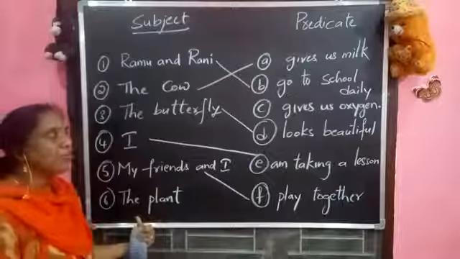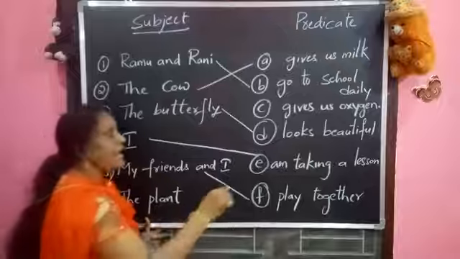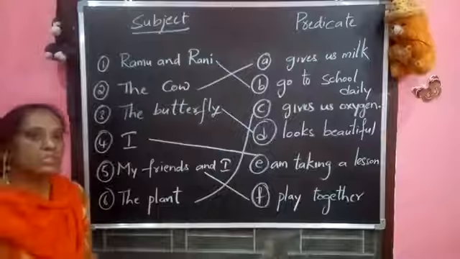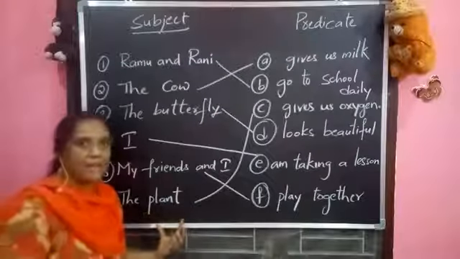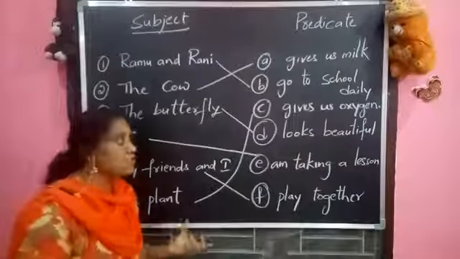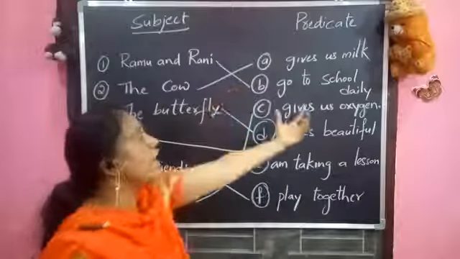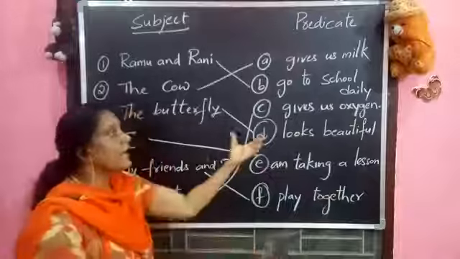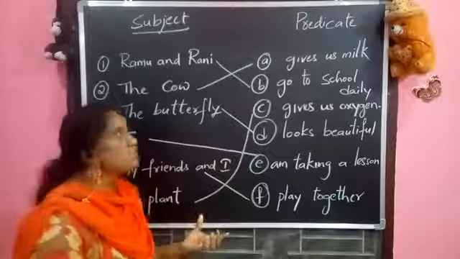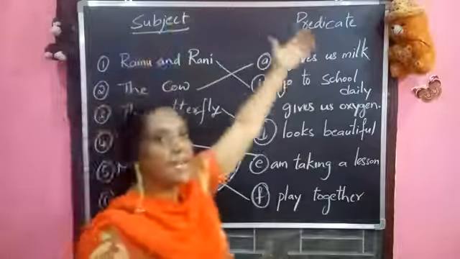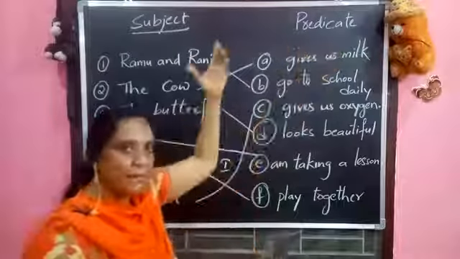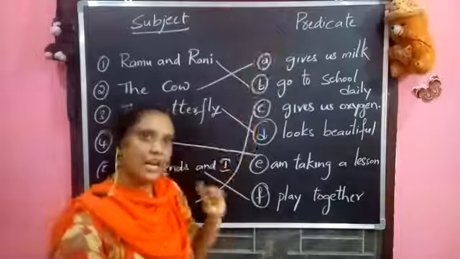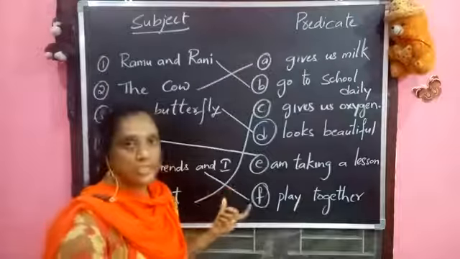The plant. What does the plant do? The plant gives us oxygen. So simply if we say plant, we don't know what action the plant is doing. But when we join with the predicate part, then we can get a complete sentence. So a complete sentence is a combination of a subject and predicate. So if we combine a subject with the predicate, then we get the complete sentence. Did you get it, children?